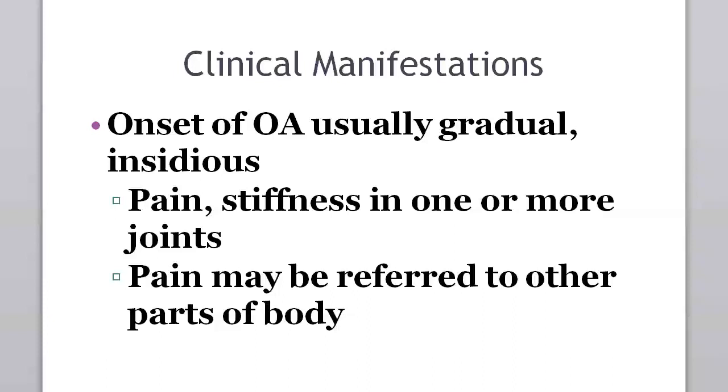Just wanted to talk a little bit about the clinical manifestations. OA usually begins with mild symptoms and progressively worsens over time. Symptoms of OA will vary depending on which joint is actually affected and some of the individual factors. But most people do have a gradual and insidious onset where there is pain and stiffness in one or more joints, and pain can also be referred to other parts of the body.